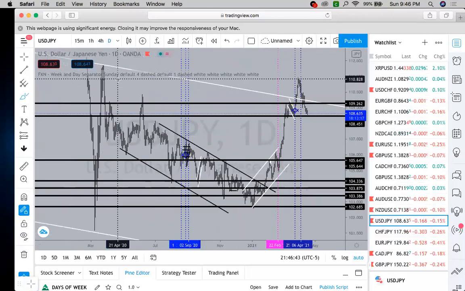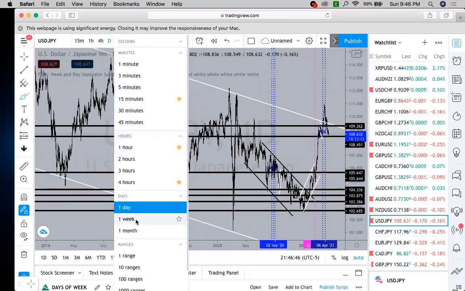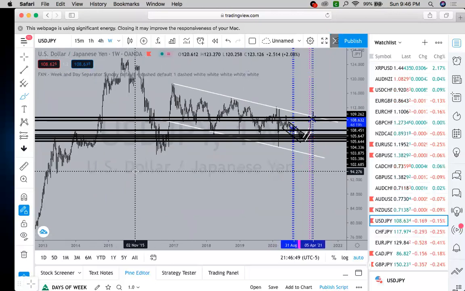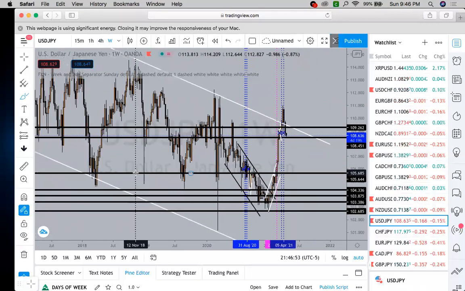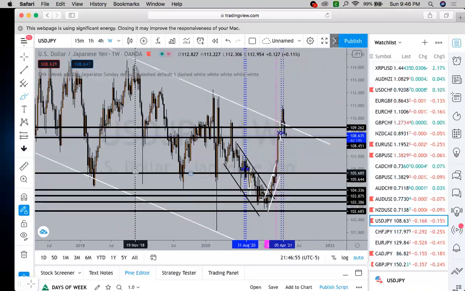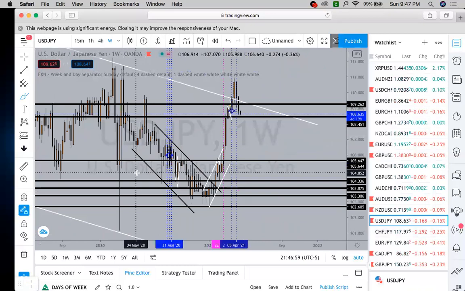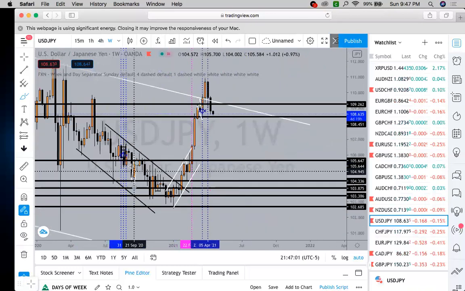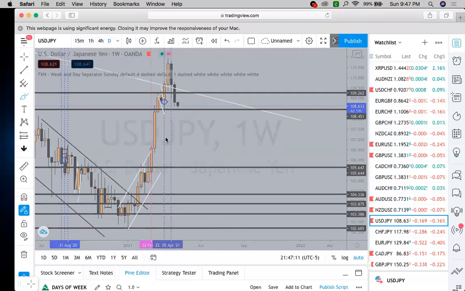UJ. Look at the weekly on UJ. It's up there. It's starting to show a lot of bearish momentum on the weekly. On the daily.